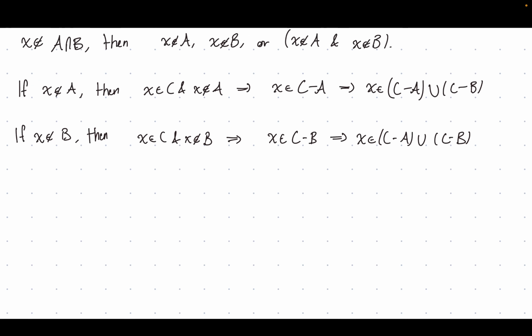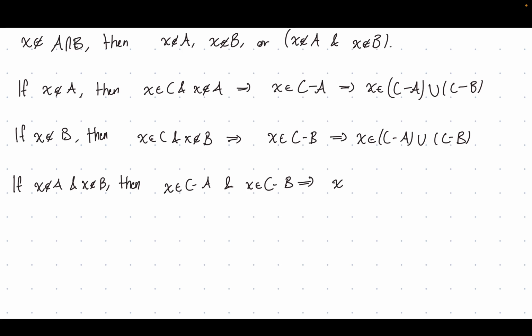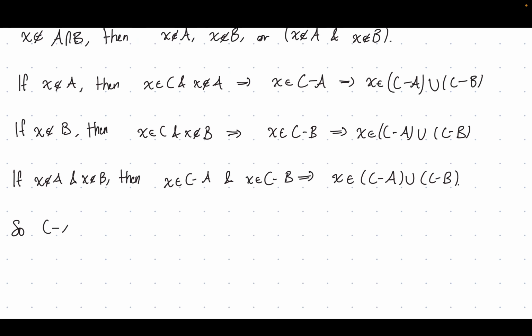All right, cool. And if X is not in A and X is not in B, then I'm just going to skip through it. X is in C minus A and X is in C minus B, which implies that X is in their union, C minus A union C minus B. So, what was the original set? C minus A intersect B is indeed a subset of C minus A union C minus B.